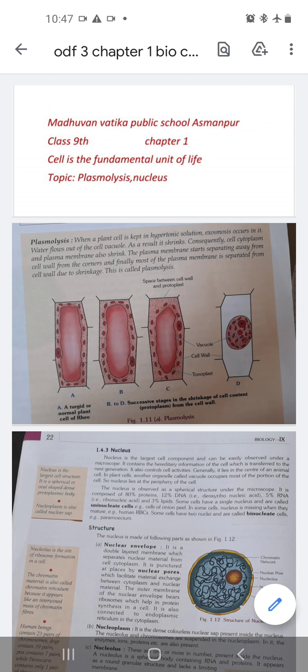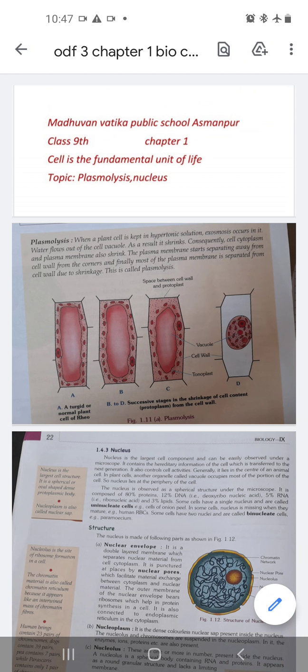In the last video, we have done the cell wall. What is the difference between the plasma membrane and the cell wall? Today, we are going to do plasmolysis. We have done what are the hypertonic and the isotonic solution. On the basis of the three solutions, we are doing the next topic, that is plasmolysis.